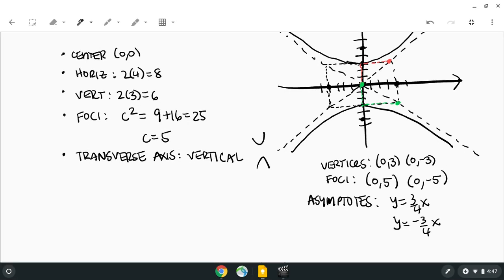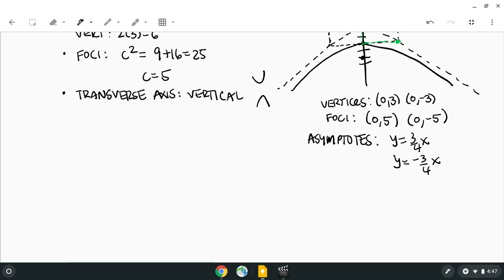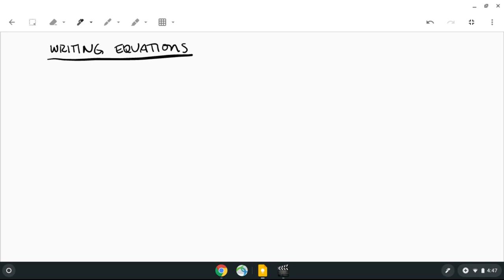All right, so let's take a look at writing equations. Just like with the others, you want to graph all the information first. That way you can count all the stuff that you need. You can see what you actually have. So let's take a look at this one.